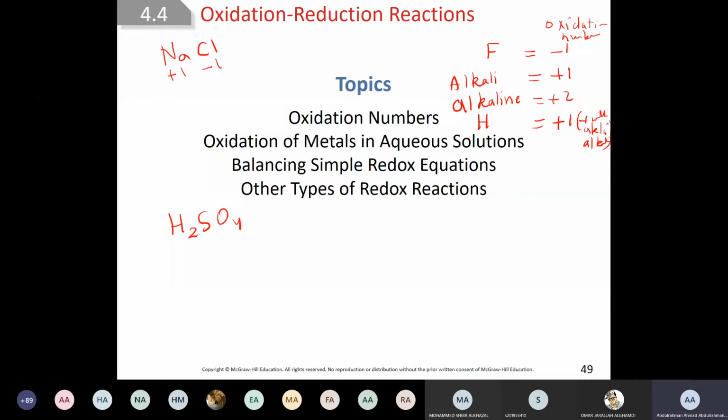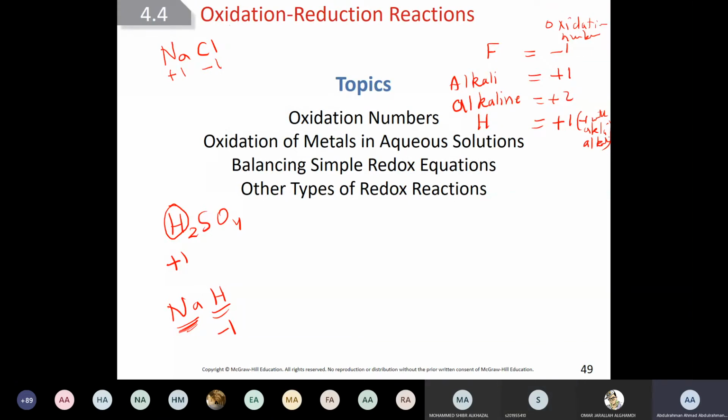So what's the oxidation number of hydrogen in H2SO4? Only hydrogen. What is it? Always +1, except if we have NaH, then what's the oxidation number of H? It's -1, when it is with an alkali or alkaline. Is this clear? Yes. Good.